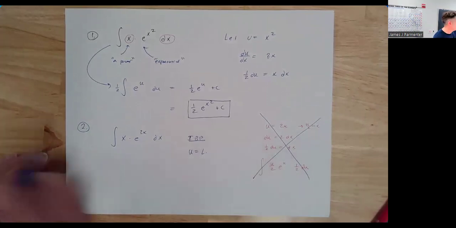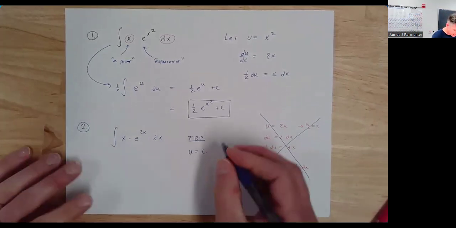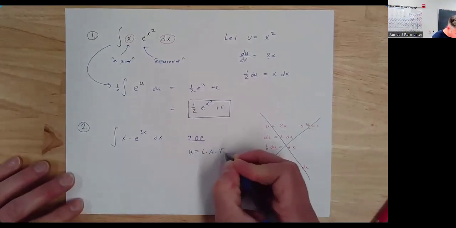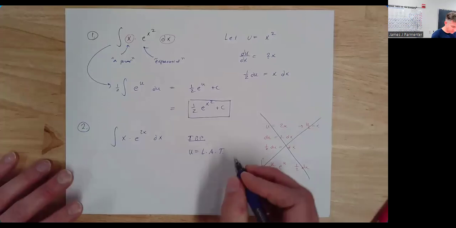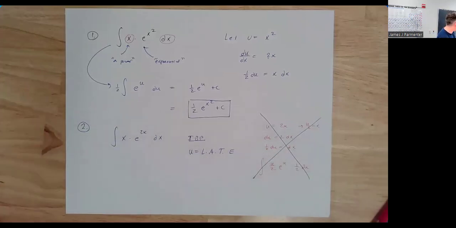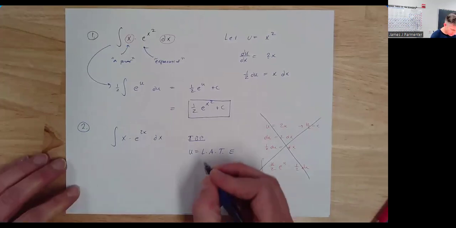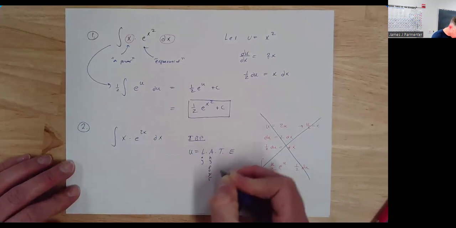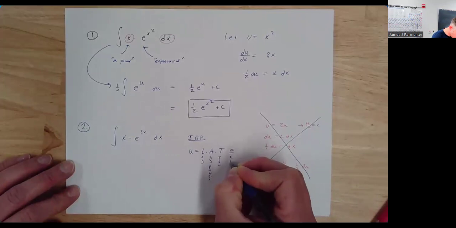Do we see a logarithm? No. Do we see any power of x? Yes, we do. We see x to the first. But if we didn't, then we looked for a trig function. If we didn't see that, we looked for an e to the x, although we almost never let u equal the e to the x part. So this acronym LATE is how we often pick what we're going to let u equal. So logarithm, any power, trig function, exponential.